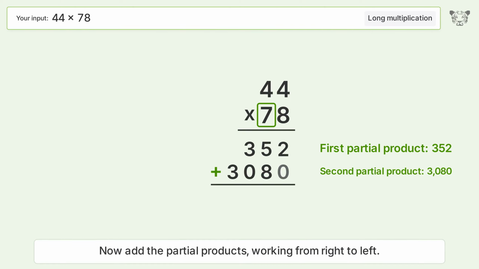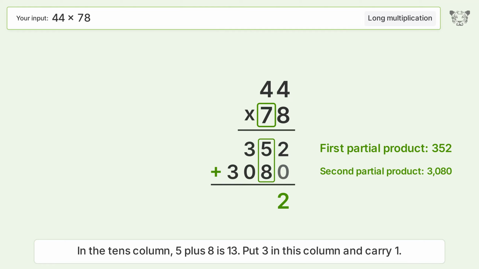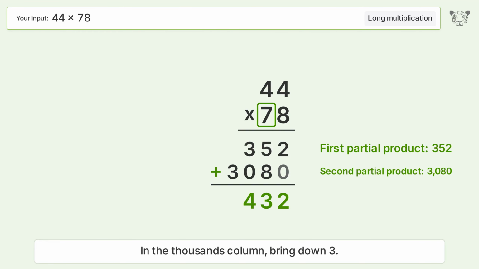Now add the partial products, working from right to left. In the ones column, 2 plus 0 is 2. In the tens column, 5 plus 8 is 13. Put 3 in this column and carry 1. In the hundreds column, 3 plus 0 plus the carried 1 is 4. In the thousands column, bring down 3.